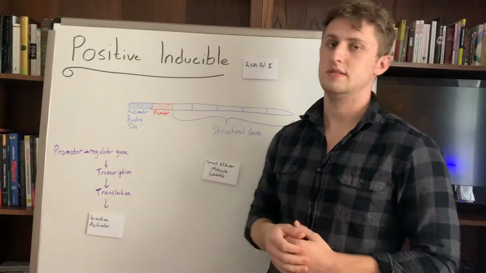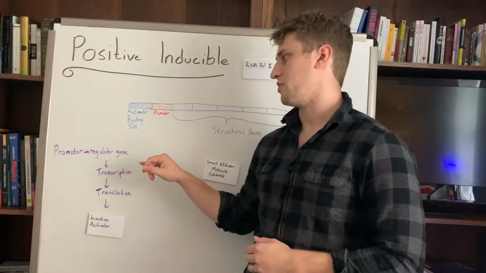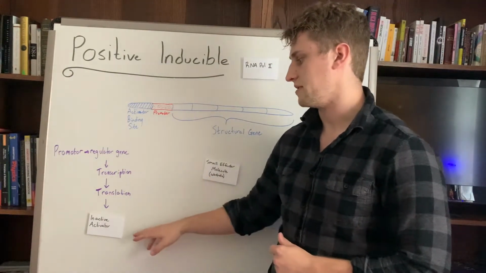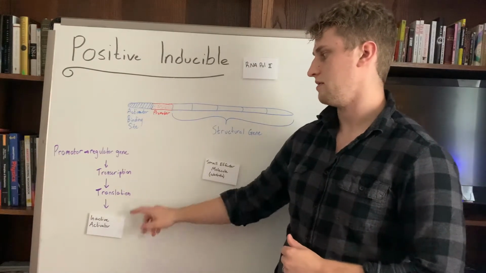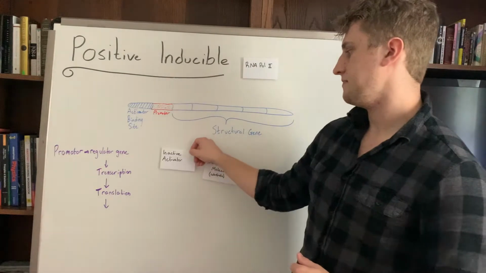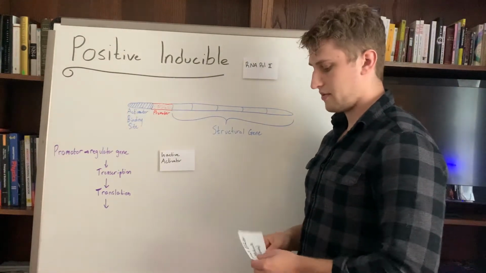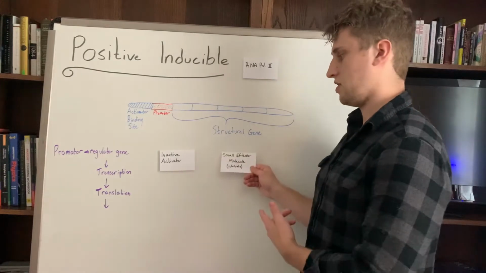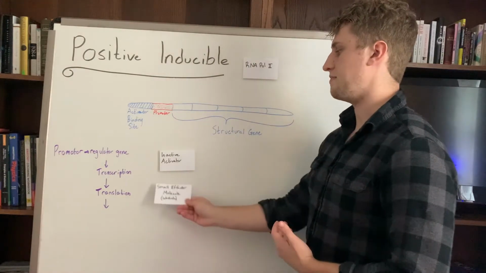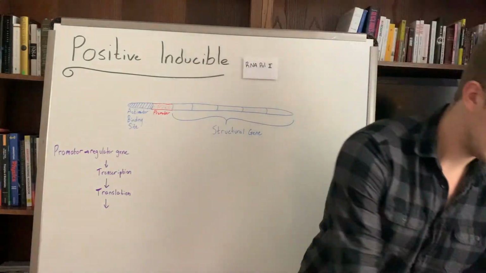So I'm doing positive inducible regulation. It starts over here with our promoter and our regulatory gene, which is going to make our inactive activator through transcription and translation. So our inactive activator protein is right there. Under the right conditions, our small effector molecule, or our substrate, is going to bind to this inactive activator and activate it.